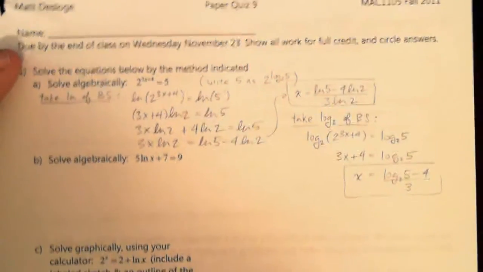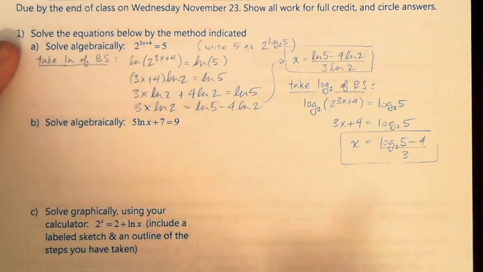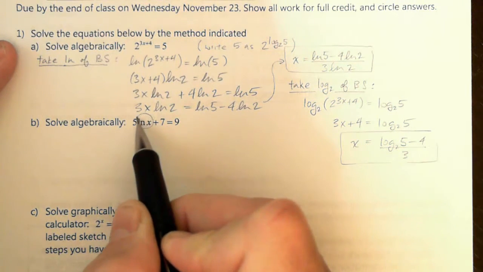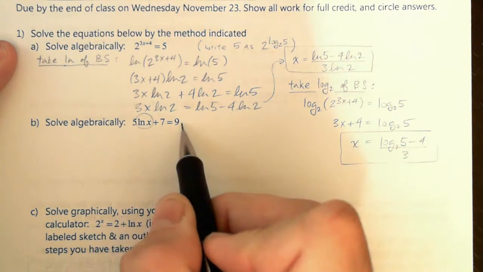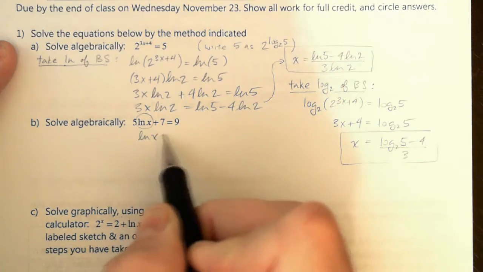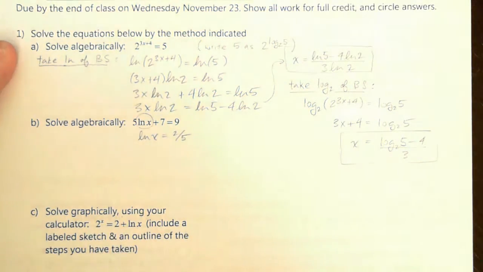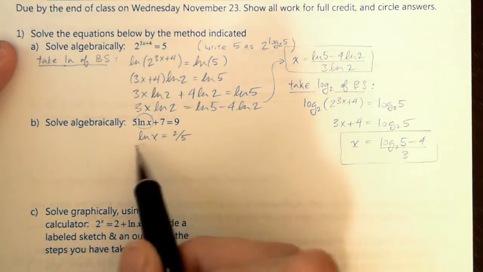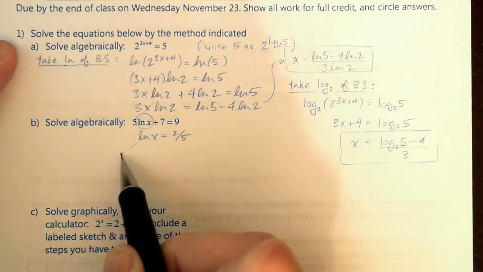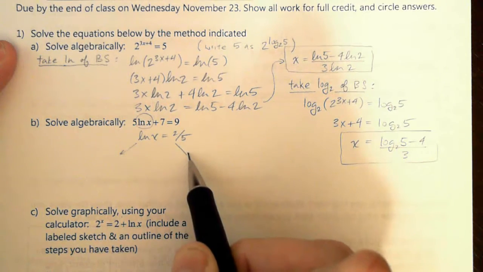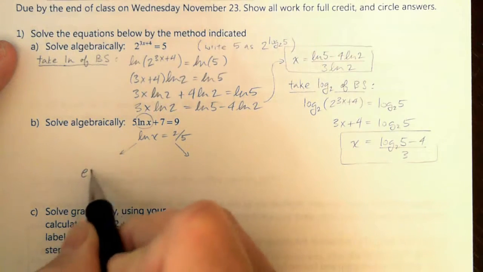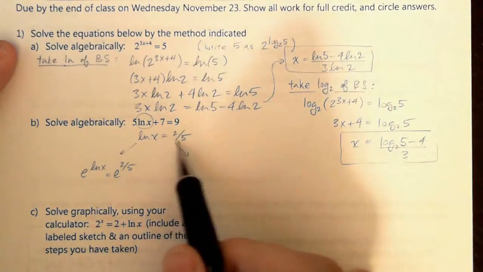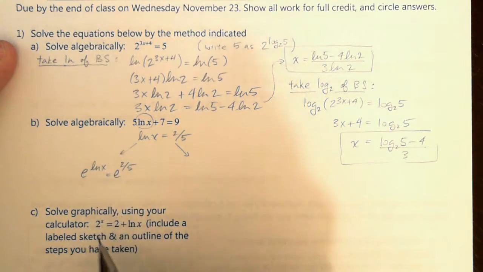All right, the next one, similar equation. Solve algebraically, and this one's pretty straightforward. We're going to solve first for natural log of x by subtracting 7 and dividing by 5. And then we can either raise e to the left-hand side and e to the right-hand side, so e to the ln x. And again, these are more mental constructs than they are actual differing techniques. So e to the ln x equals e to the 2/5. That is, if these two are equal, so should e to this and e to that.